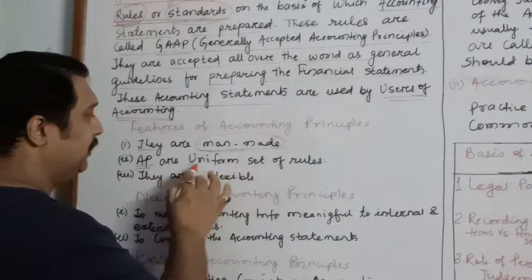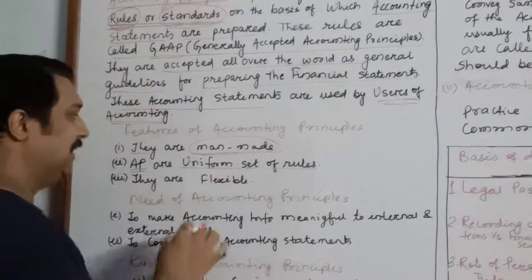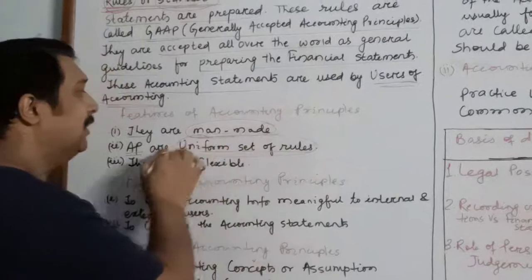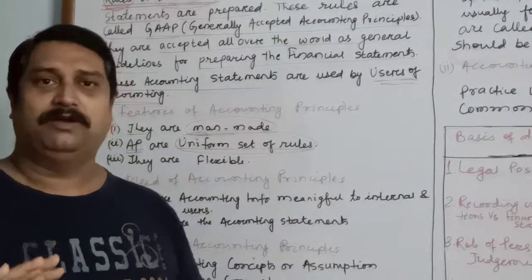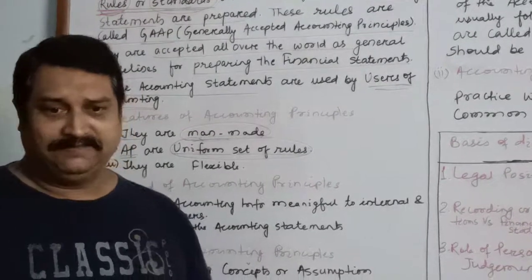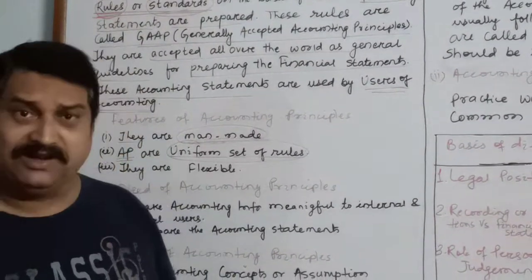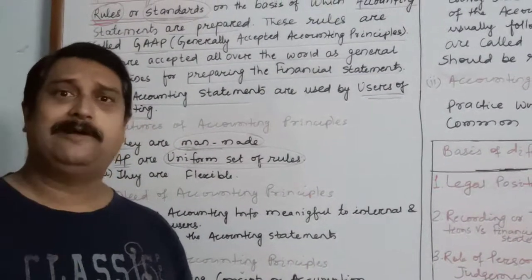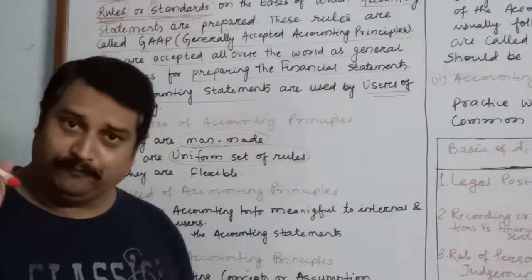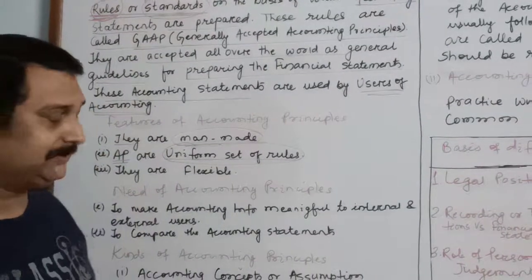Accounting principles are a uniform set of rules. They are uniform because they are accepted all over the world. Everyone, whether it is the steel industry or the cotton industry or any other industry, all the companies and all the industries follow these rules and regulations.